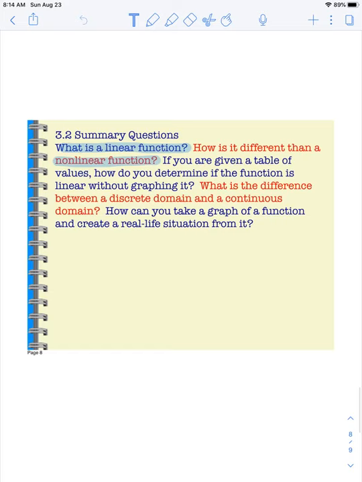If you're given a table of values, how do you determine if the function is linear without graphing it? We're going to look at the constant rate of change for that. If the rate of change is constant in both x and y, it's linear. What is the difference between a discrete domain and a continuous domain? We looked at this in 3.1. Discrete is listed out. It can only be certain numbers in an interval. Continuous is an inequality, and it contains every number in an interval. How can you take a graph of a function and create a real-life situation from it? That was actually example 6 that we skipped, but we'll look at it in class.